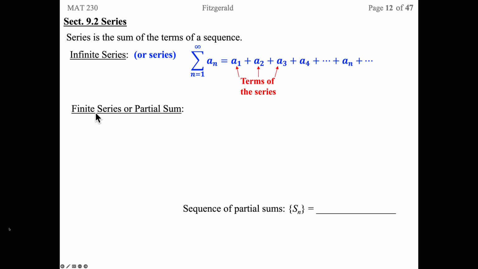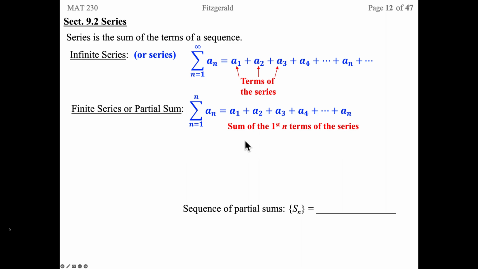So my series could be a finite series, or what we call partial sums. Let's say we only wanted to go to n instead of infinity. Well, then we have what is known as the sum of the first n terms of a series, and those are called partial sums. We will identify this with a capital S with a subscript number telling us how many terms of a particular sequence we added together.